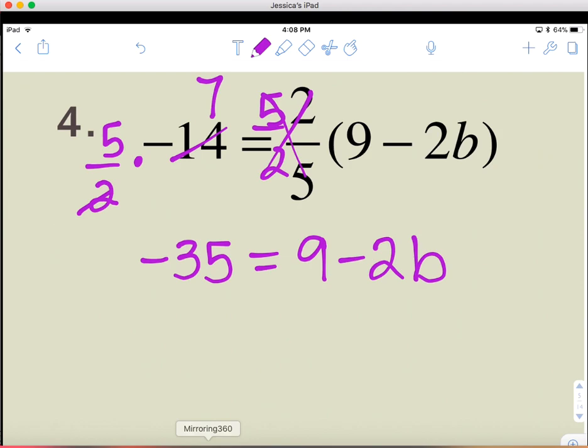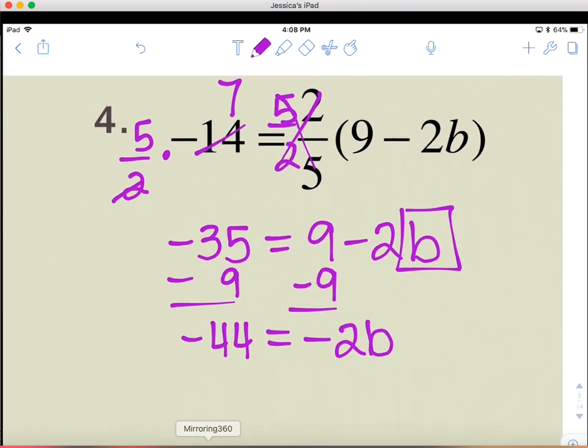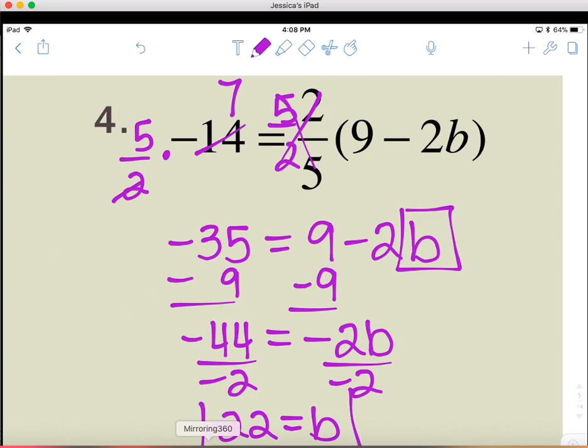From here, I need to get b by itself, so first I need to move the 9 over. Be careful, 9 is positive here, so I'm going to subtract 9 on both sides. When you do that, negative 35 minus 9 is negative 44. Don't forget to bring down the negative in front of the 2. When you do that, be careful with your signs. I divide by negative 2, and b is positive 22.